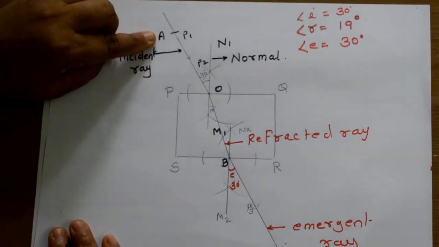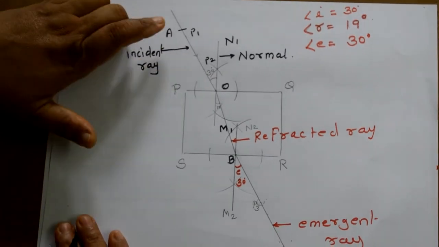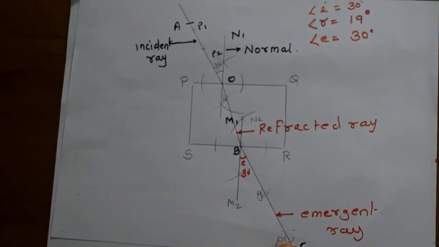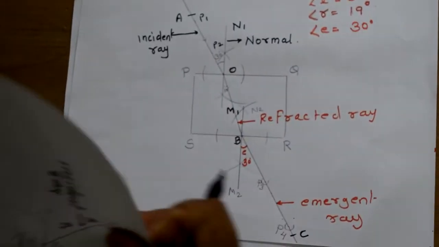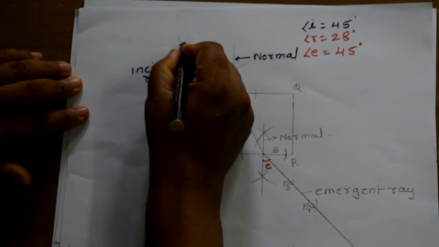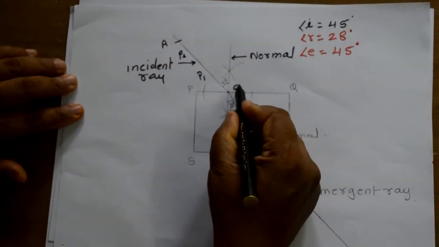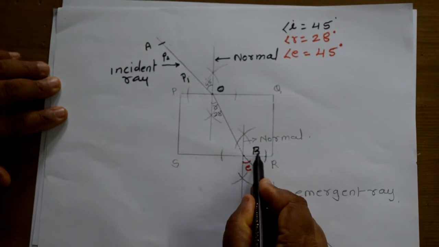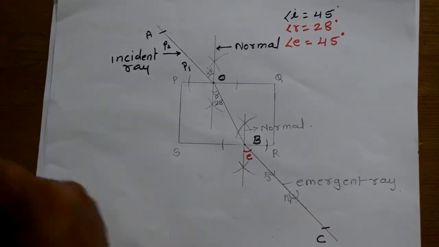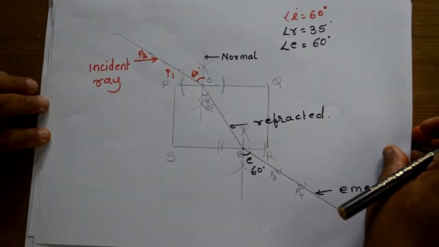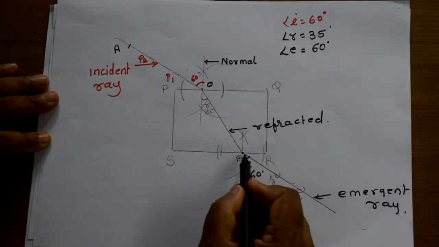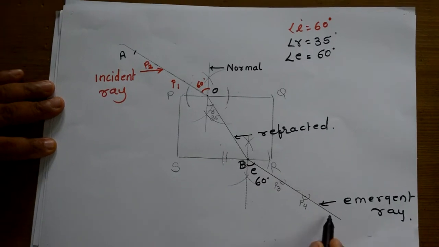Children, the path of the ray of light for angle 30 degrees is A, O, B, C. Similarly, for 45 degrees it is also A, O, B and C. Same as for 60 degrees, the path of the ray of light is A, O, B and C.